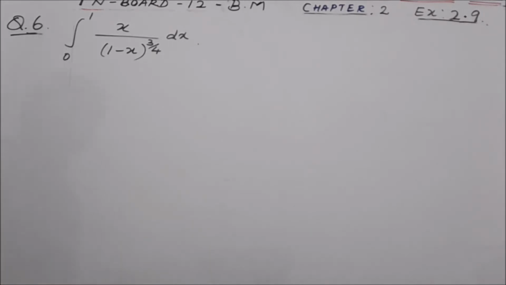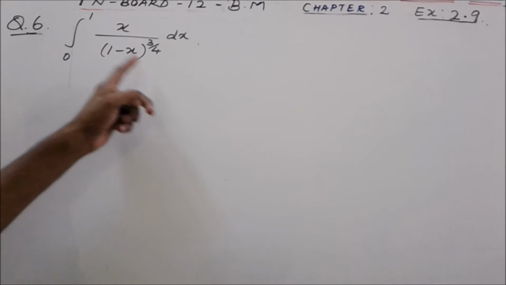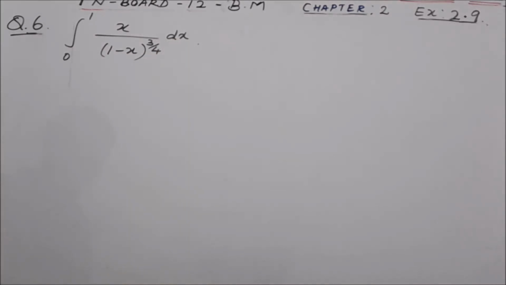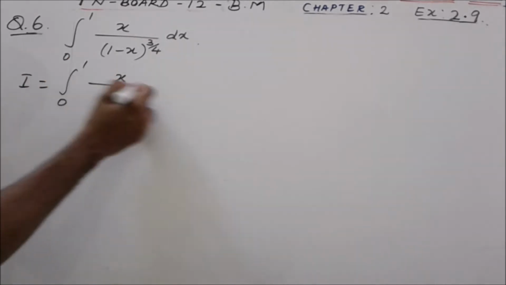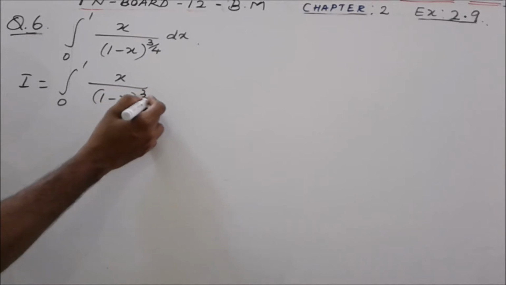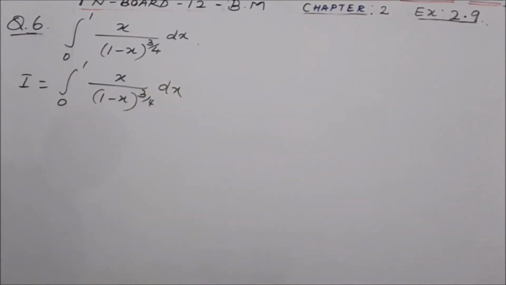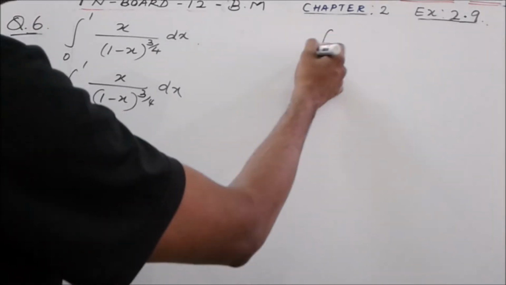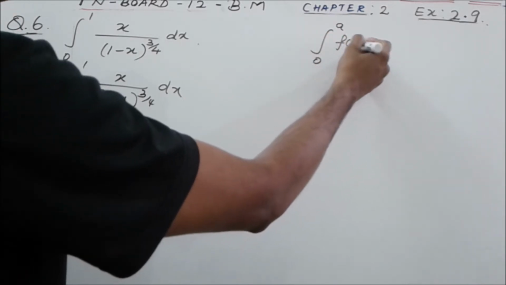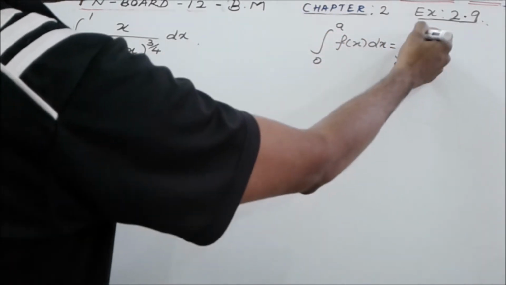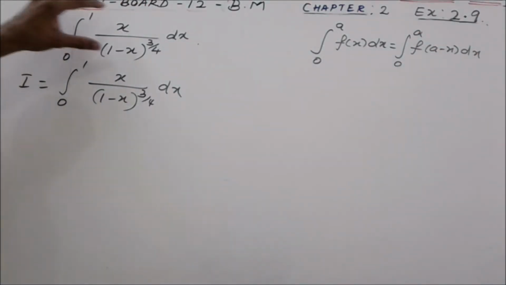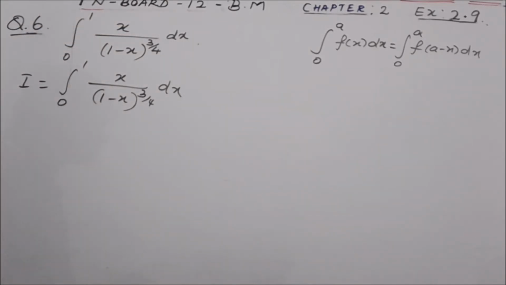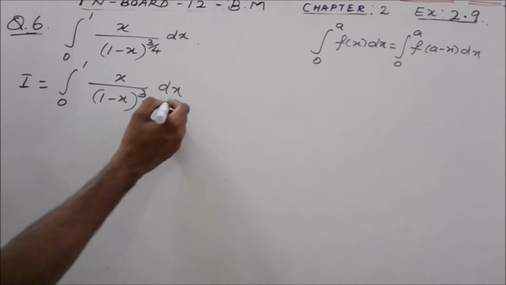Here question number 6, integral 0 to 1 of (x by (1 minus x)) whole power 3 by 4 into dx, and let I equal to integral 0 to 1 of (x by (1 minus x)) whole power 3 by 4 into dx. We don't have a direct formula to integrate, but by property we have a formula: the lower limit is 0, we can use integral 0 to a f of x dx is equal to integral 0 to a f of a minus x dx. But this is the form of 0 to a f of x dx. We don't have a direct formula. We can apply the property now. Let it be equation number 1.